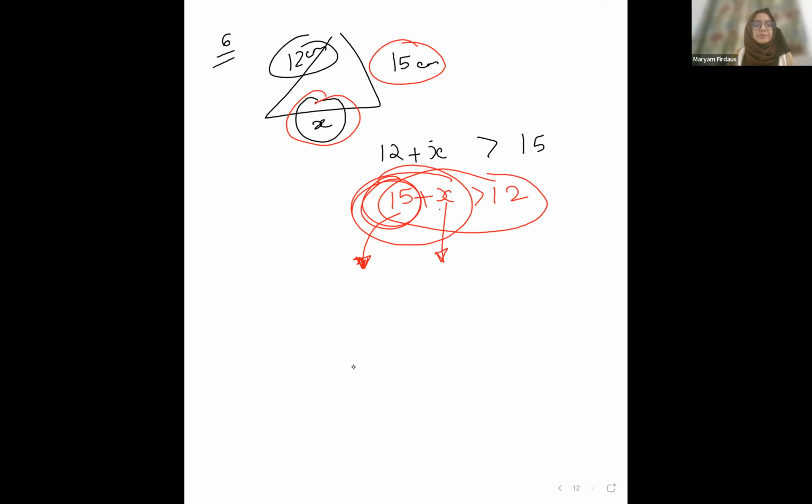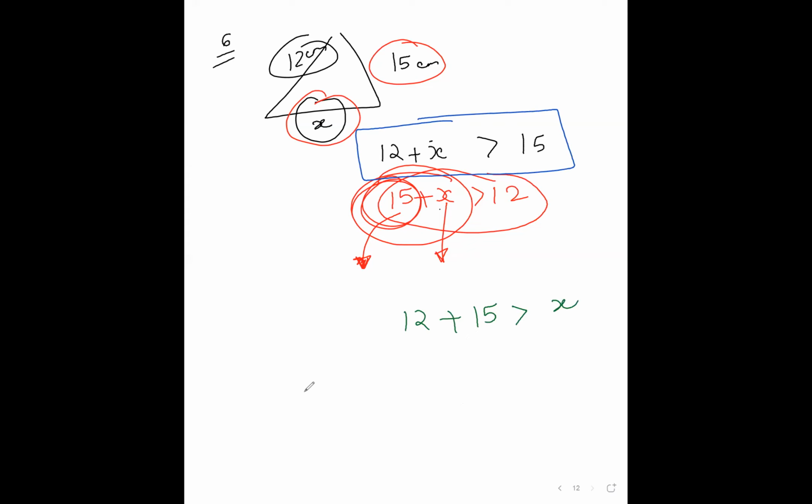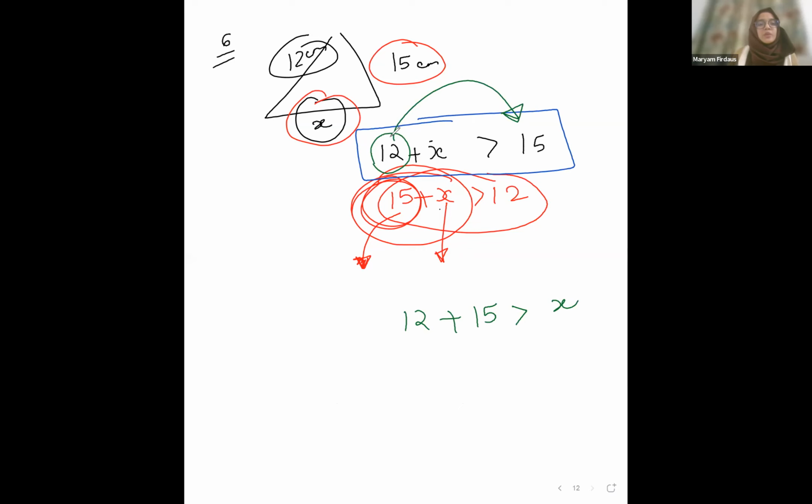The problem is going to be this thing, that 12 plus x should be greater than 15. And the third part is 12 plus 15 should be greater than x. Okay? Now what we can do here is take 12 to the right hand side, like the transposition method.